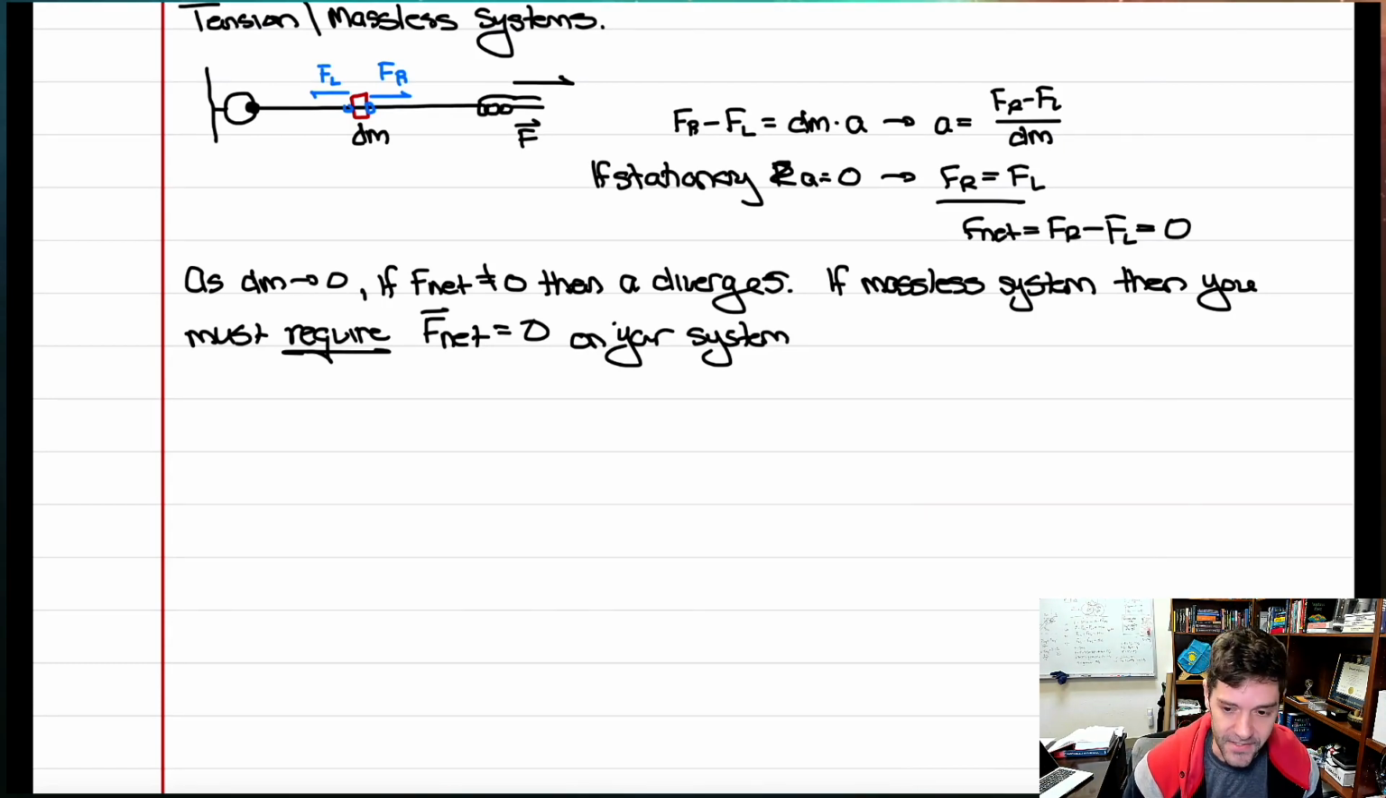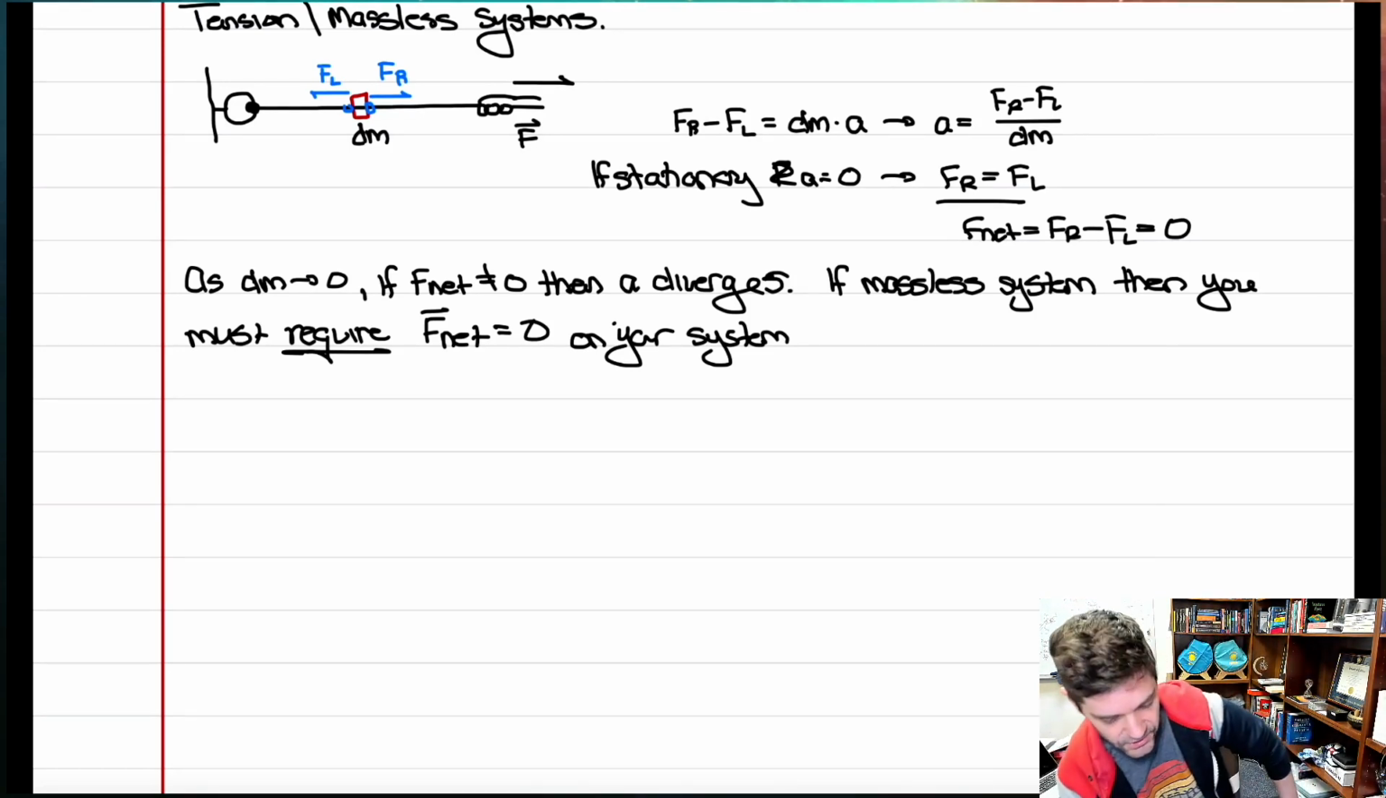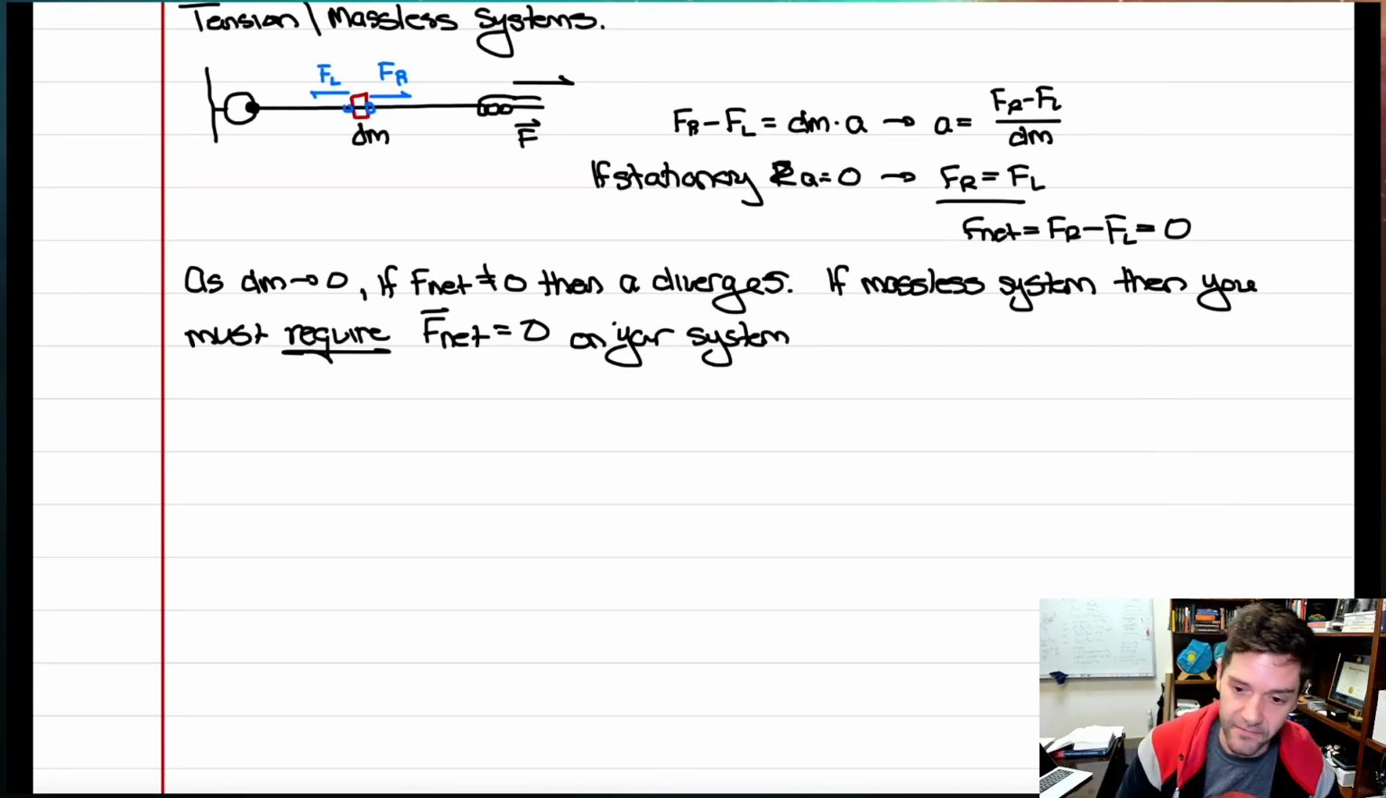And again, it's a bit of a trick because nothing is really actually massless. But you can also convince yourself that this has to be the case, where if you don't want it to be massless, you can do the calculation where you let it have a tiny little mass dm, solve for your resulting equations of motion, and then take the limit of letting that little dm go to 0. Ultimately, you arrive at, you must require, for systems that are massless, there cannot be a net force on that system, regardless of what it's doing, stationary or not.